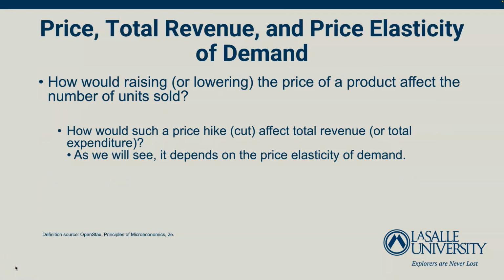Now let's consider the relationship between price, total revenue, and the price elasticity of demand. So how would raising or lowering the price of a product affect the number of units sold? And how would such a price increase or decrease affect total revenue or total expenditure on the part of patients or their insurance? As we'll see, this will depend critically on the price elasticity of demand, that measure of responsiveness of consumers to changes in prices.